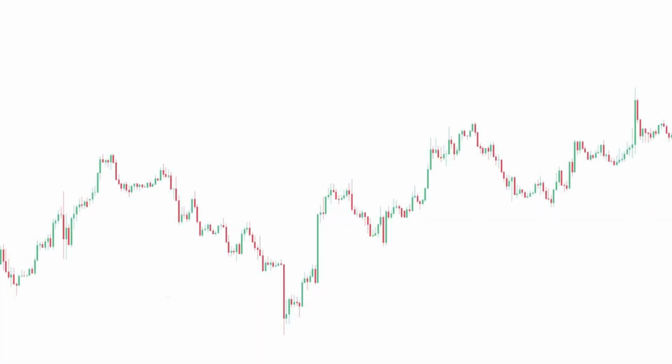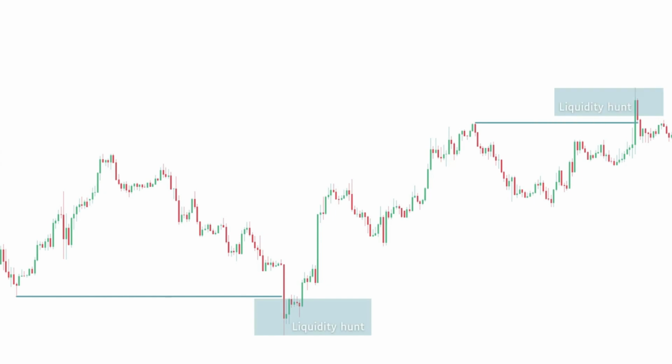To understand the liquidity game, we must first recognize a critical reality. For smart money to execute its strategies effectively, it requires sufficient opposing liquidity. This creates a fundamental dynamic in markets. If institutions want to buy, they need sellers willing to sell at favorable prices. If institutions want to sell, they need buyers willing to buy at favorable prices.